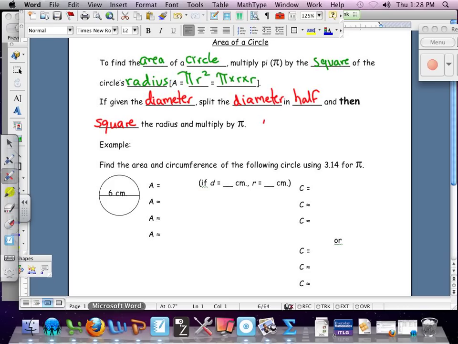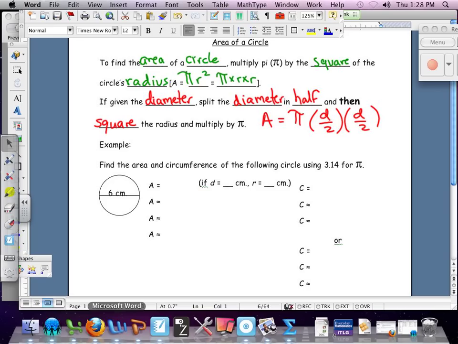But again, in whatever order that you choose. So you could think of the formula as area equals pi times diameter over 2 times diameter over 2. But you never will see it written that way. So if you're given the diameter, remember you get that extra step. Don't forget it. Pi times diameter over 2 times diameter over 2 is going to give you your area.